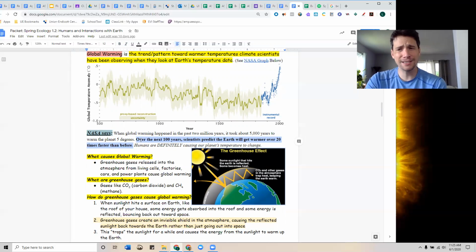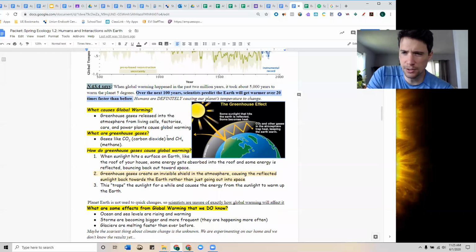So it's not necessarily that we're making the Earth warmer. It seems like that's a normal thing. The problem is that we are making the Earth warmer way fast, really fast. And so this speed of warming the Earth could really throw off a lot of our ecosystems.